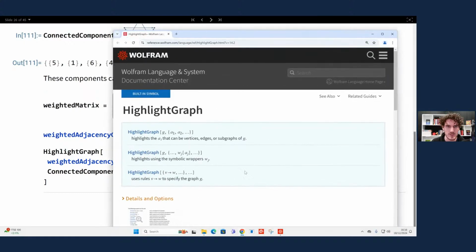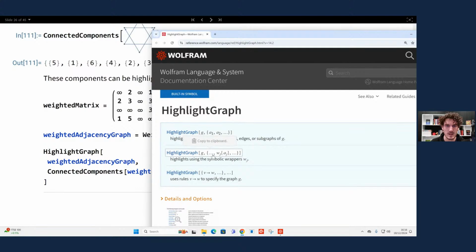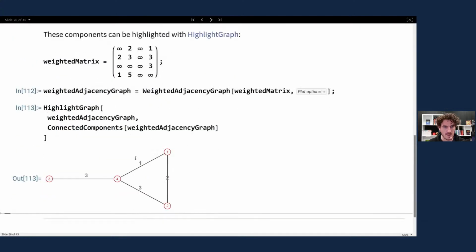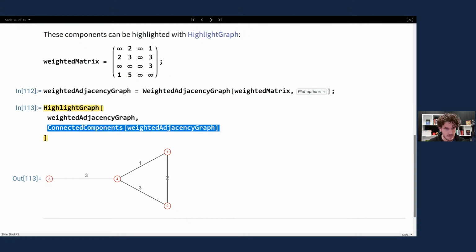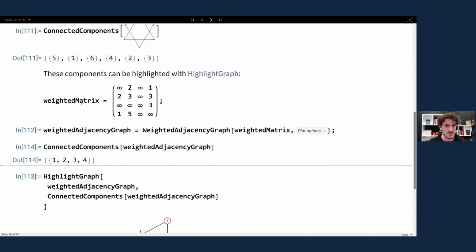If we look at the documentation, I think what we're doing here is an example of the second use case, where we have the graph G, which is our weighted adjacency graph, but then we highlight using the symbolic wrappers WJ, which are the connected components. So here it's going to highlight the connected components. Okay, so here it's all connected.